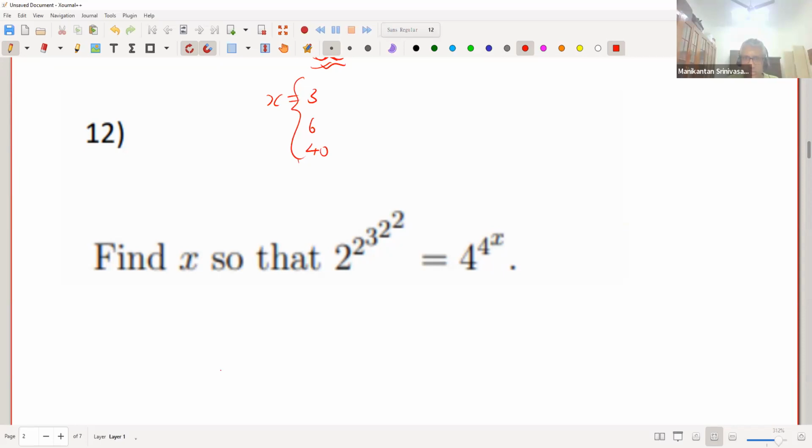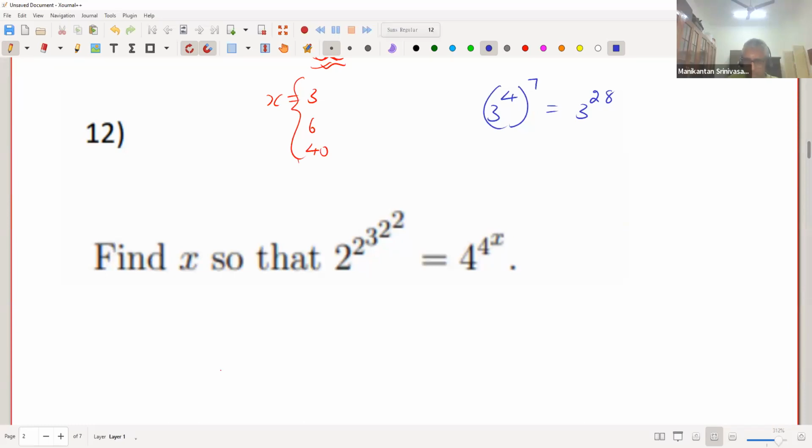Now, first, some very basic rules, right? All of you know this, but just as a recap. If I have 3 power 4 whole power 7, that's 3 power 4 into 7, which is 3 power 28. All of us know this, right?